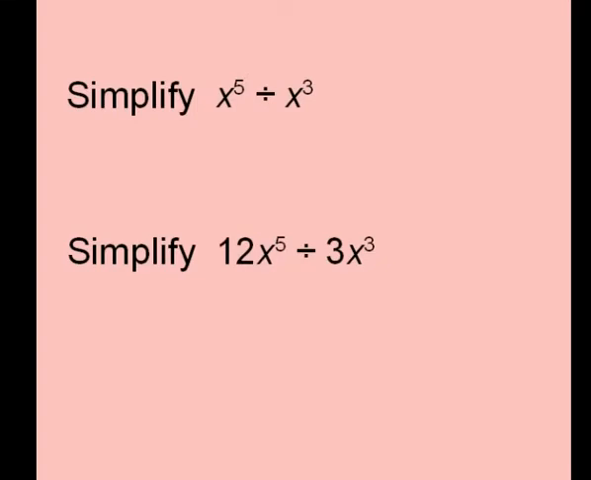These questions are the same type of questions as the one we've just done. It's just that they've been written with a divide sign instead of being written one on top of the other. We do them in the same way. So 5 take away 3 is 2, so this is x to the power of 2. 12 divided by 3 is 4. And 5 take away 3 is 2, so this is 4x to the power of 2.